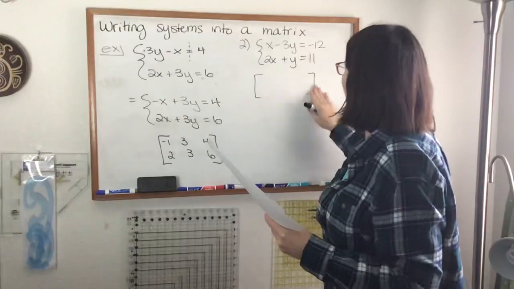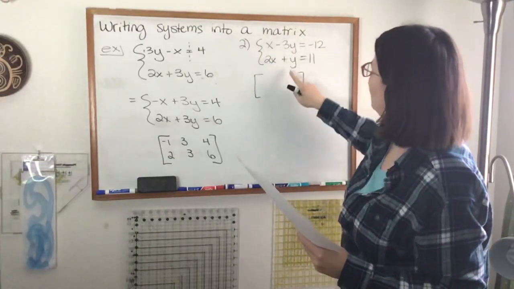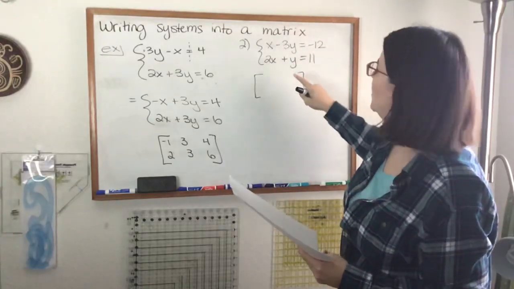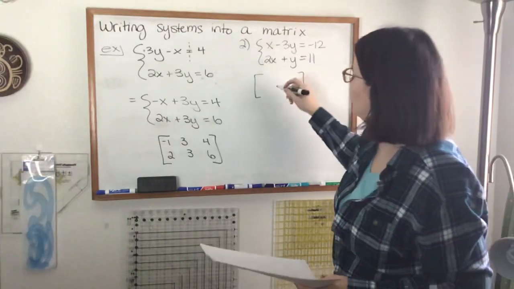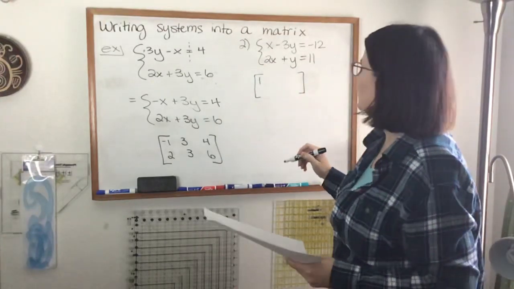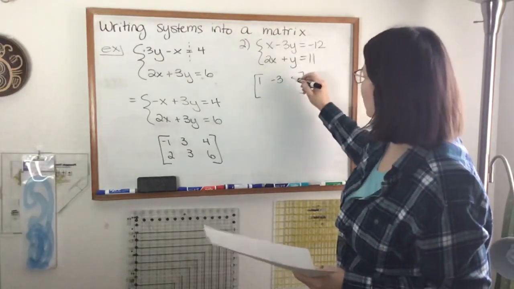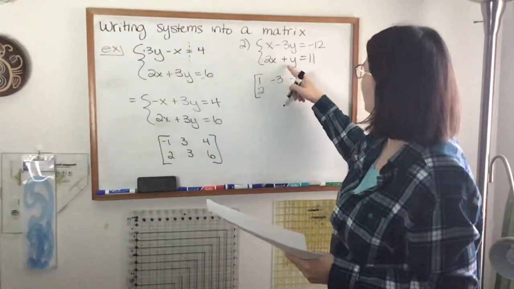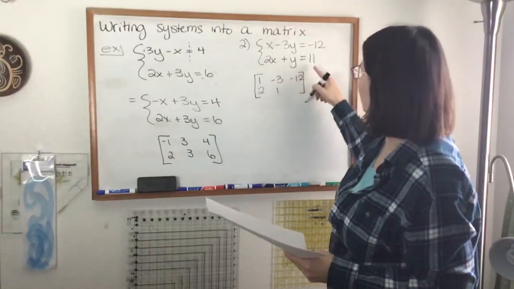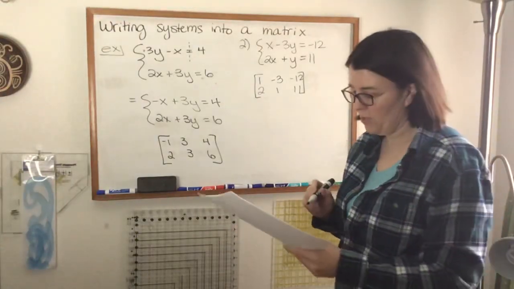All right, it's already in order. That's a really big matrix. It's already in order. X column, Y column, number column, and the equal signs are aligned. So I'm just going to put in my variables. The coefficient on this x is 1, sorry. The coefficient on this y is -3, and then the answer is -12. The coefficient on this x is 2, the coefficient on this y is 1, and the answer is 11. And that's all I'm looking for in problem number 2.